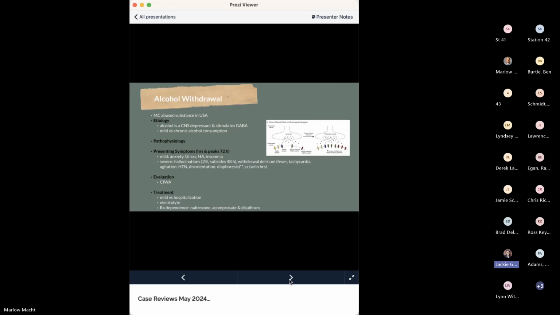Alcohol works as a CNS depressant, and it stimulates GABA, which is an inhibitory kind of synapse. And as alcohol increases GABA, or the exogenous GABA production, it increases glutamate, which is an excitatory neurotransmitter.